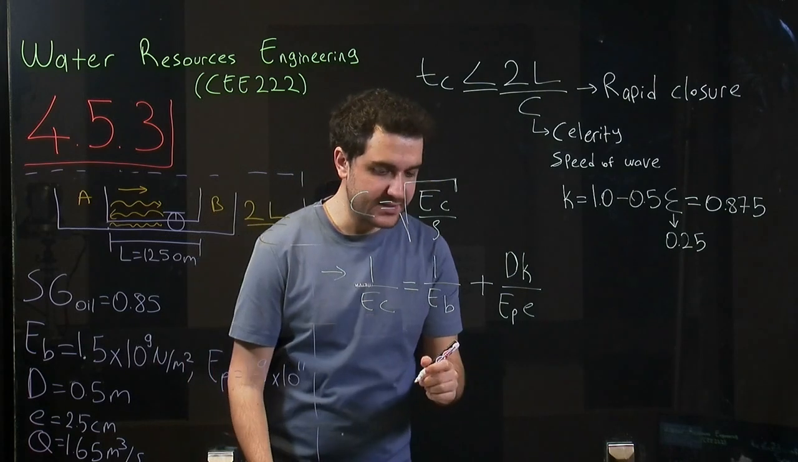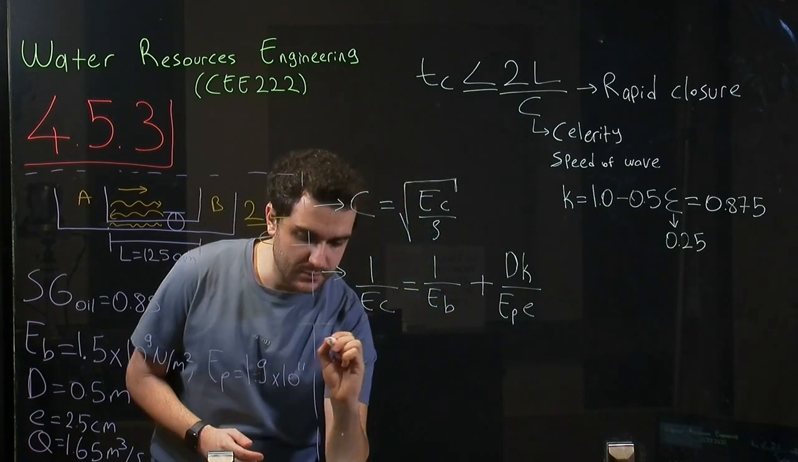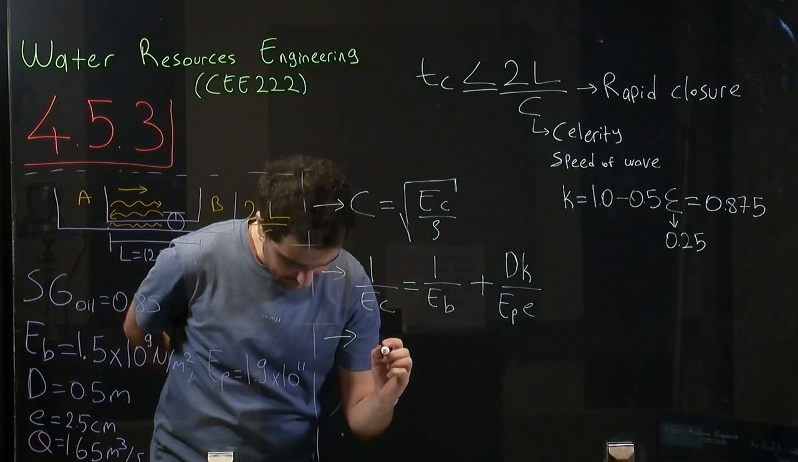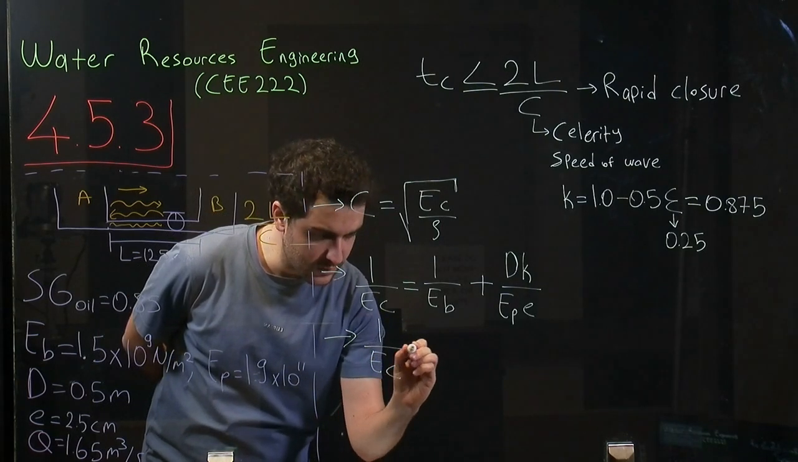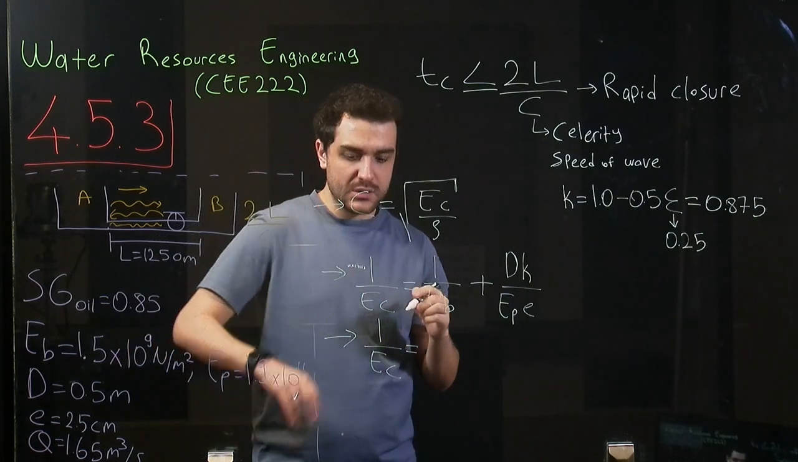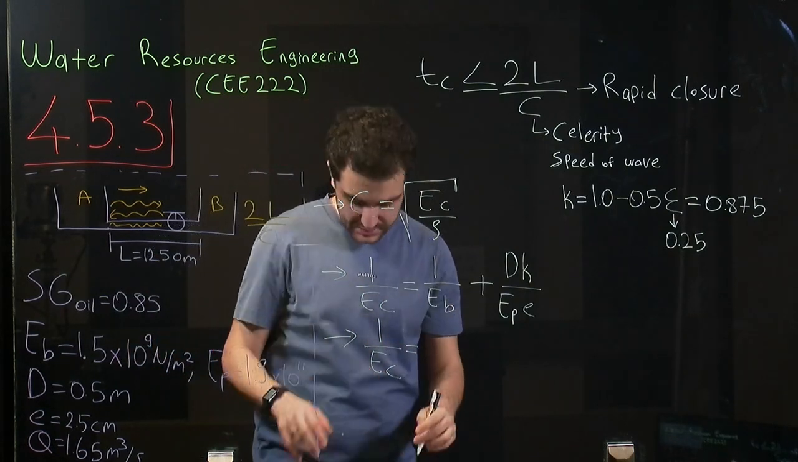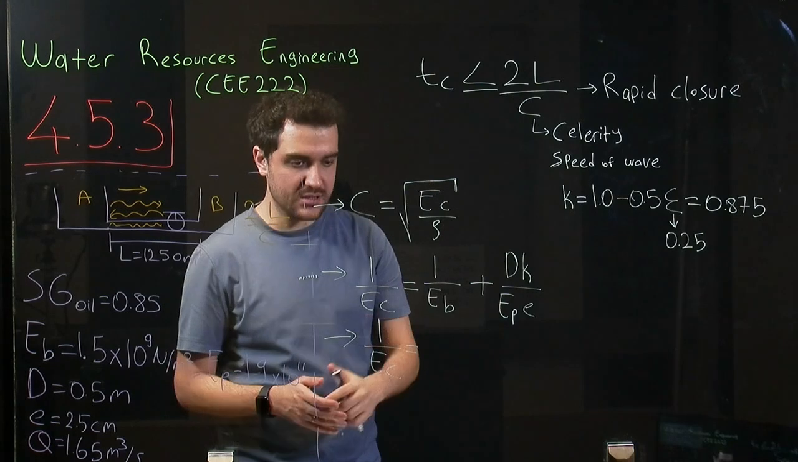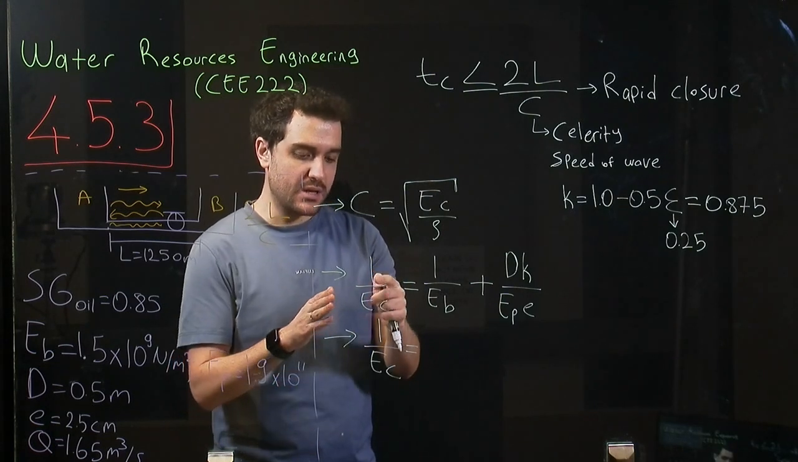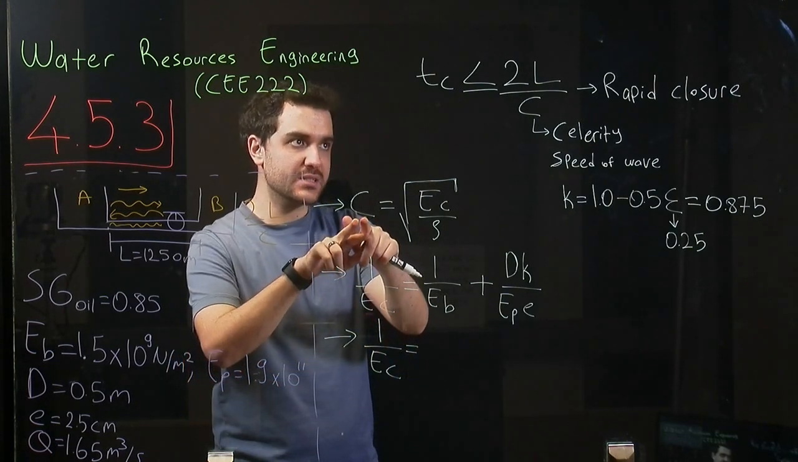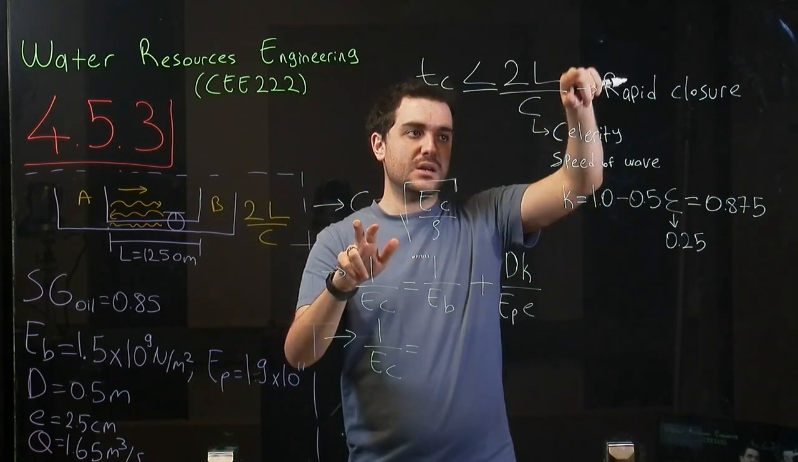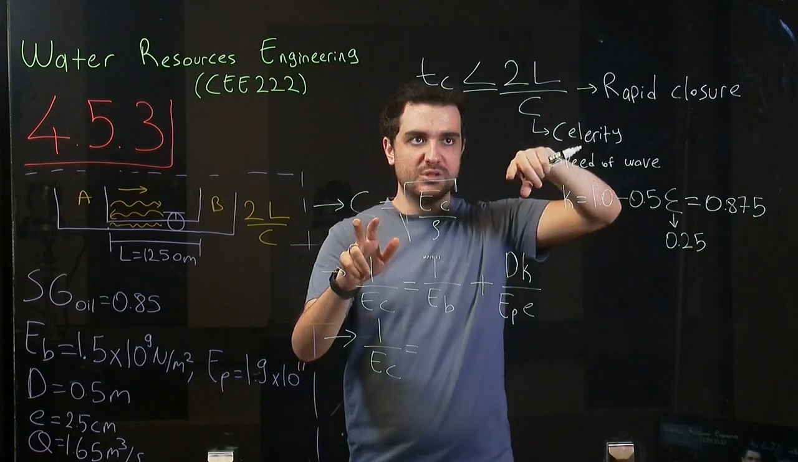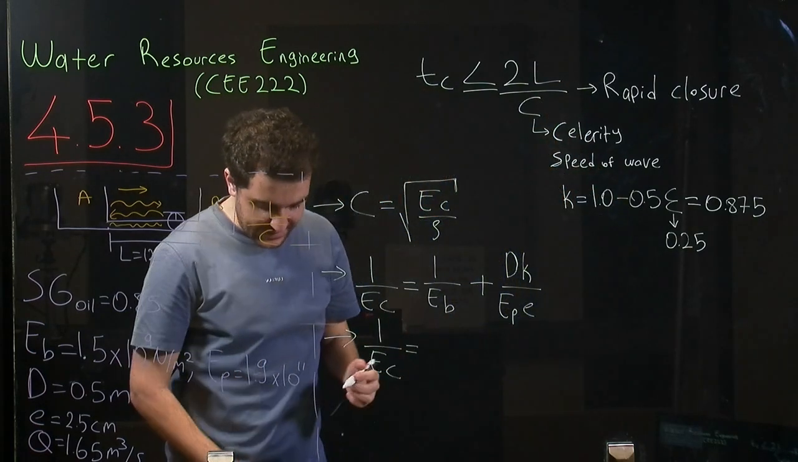So let me write everything we have. We need to find this composite modulus of elasticity because we need to find C here. After we find C, then we will find the minimum return time, so that we can finish the question.